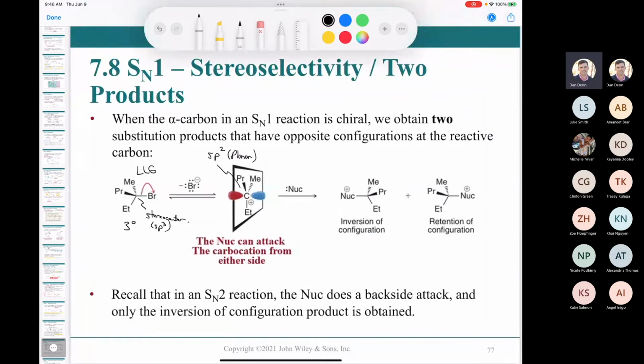Therefore, we're going to get inversion of configuration, where the stereochemistry flips like the umbrella in a wind that we saw for an SN2, backside attack. But you can also get retention of configuration, where the nucleophile comes in on the same side that the leaving group was originally. All right, so recall that in an SN2, we got the backside attack exclusively. But again, now, since we're going through a planar intermediate, we can get both. You're going to end up with a mixture of R and S. But we usually end up with a little more of one than the other.